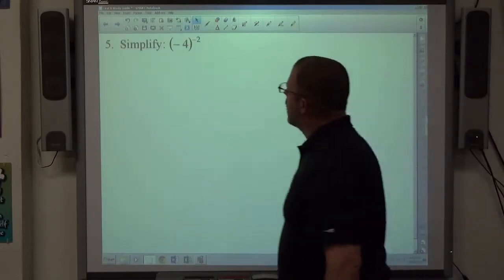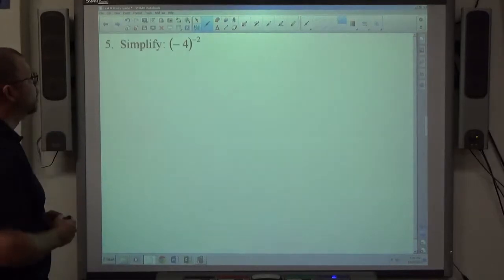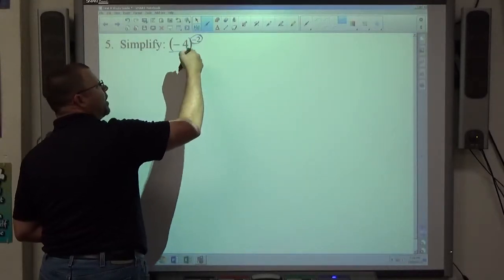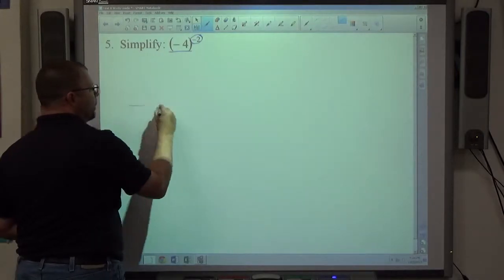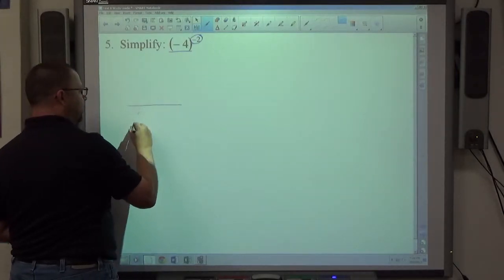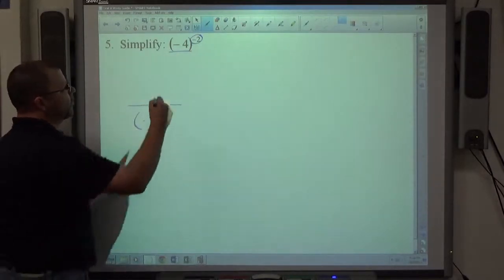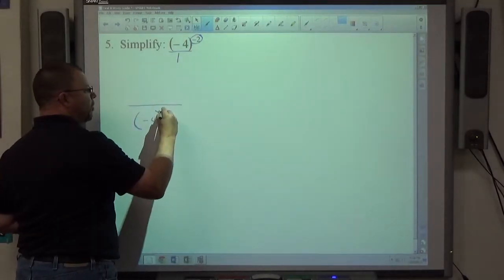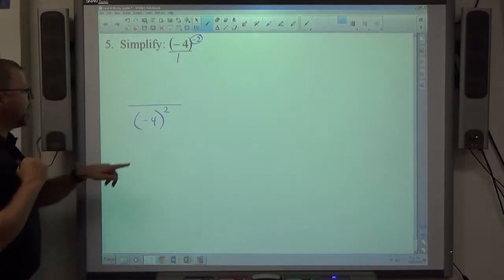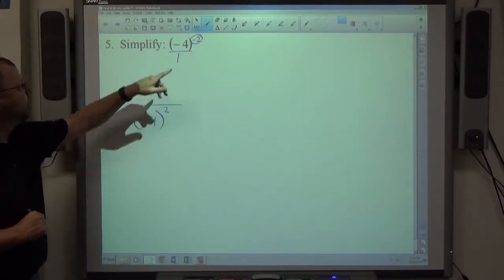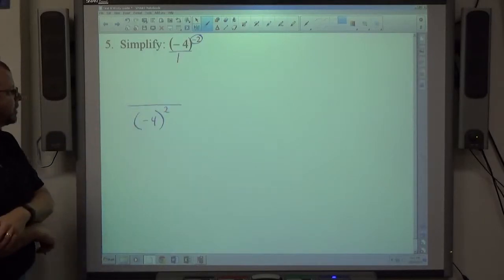Number 5, simplify (-4) to the -2nd power. The thing to remember about powers is this power is attached to this entire thing because the parentheses are there. So what's being raised to the -2nd power is -4. It moves where it belongs to the bottom because currently it's on the top. Once you move it where it belongs, the power becomes positive. The base stays negative. What's in the parentheses stays whatever it is. The power changes to the right sign.